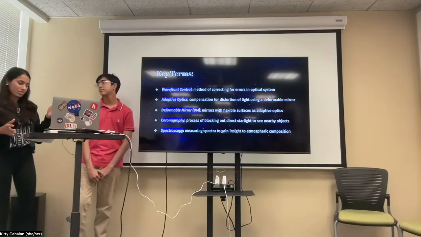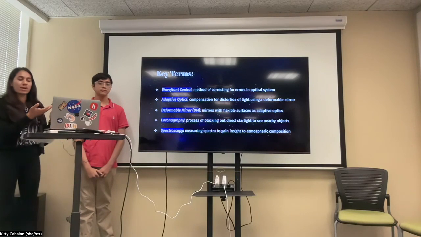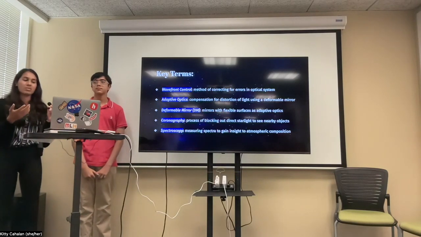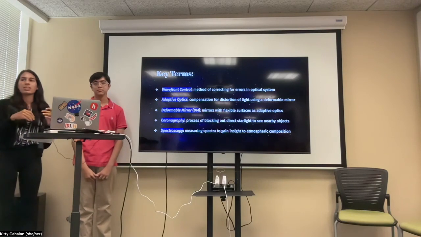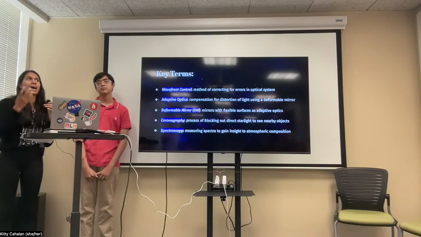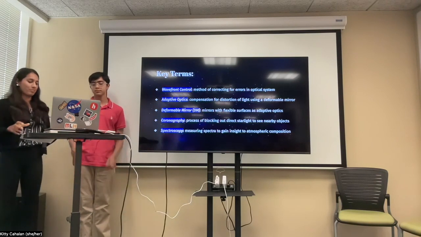And then our last key term is spectroscopy. As you can see, it's measuring spectra to gain insight on atmospheric composition. We look at the spectral lines, and that tells us about the different elements that are present in the atmosphere of whatever we might be looking at. And that can give us insight as to if that planet might be habitable for life.